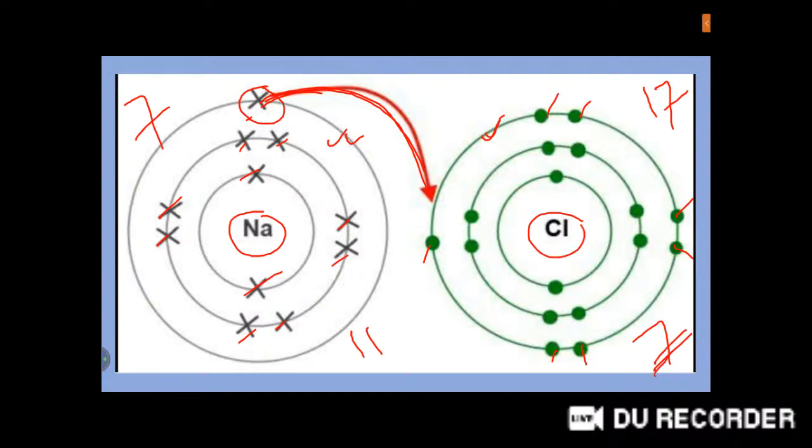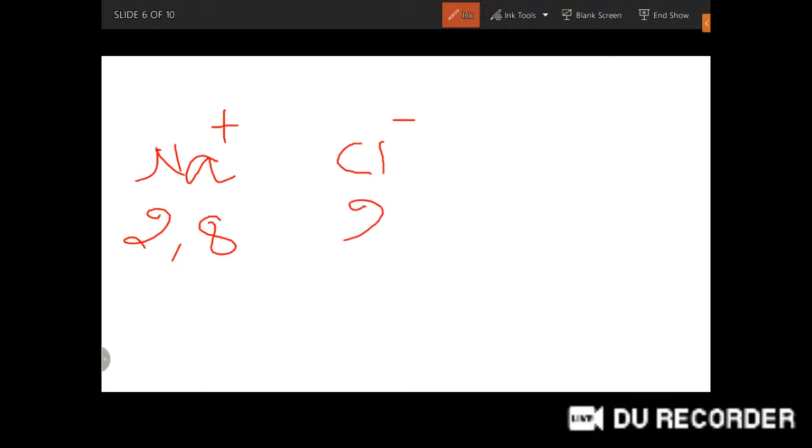What happens after that? Sodium will lose 1 electron and become Na plus, and chlorine will accept 1 and become Cl minus. What will be the configuration of sodium now? Now the configuration will be 2, 8. I hope it is clear why it is 2, 8, because sodium has 11 electrons and 1 is lost. And chlorine was 2, 8, 7 previously, now it has gained 1, so now it is 2, 8, 8. This is the configuration.